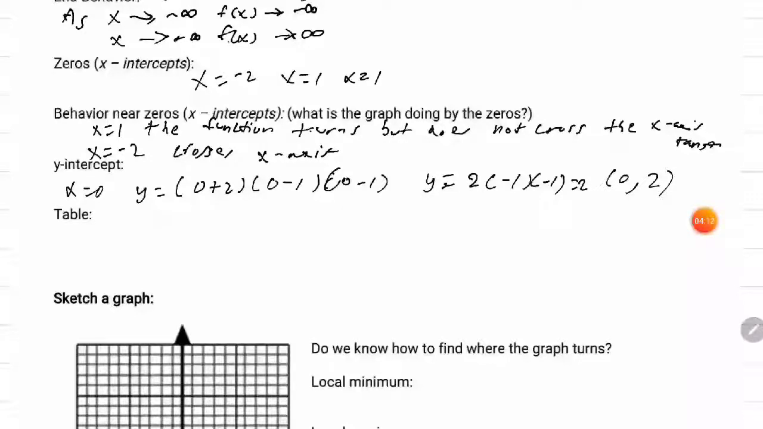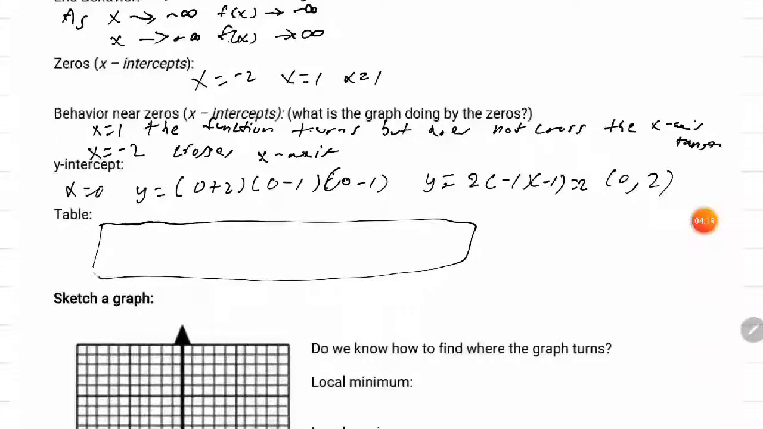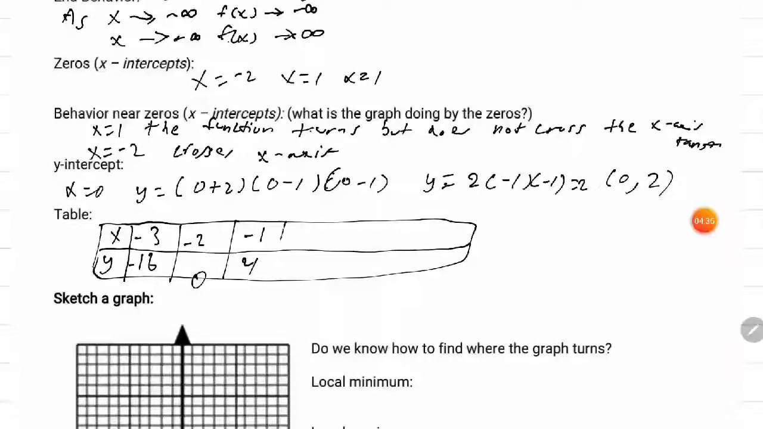Now we're going to make a table. So x and y. Okay. If I plug -3 into the equation, I'll get -16. If I plug in -2, I'll get 0. If I plug in -1, I'll get 4. If I plug in 0, I get 2.